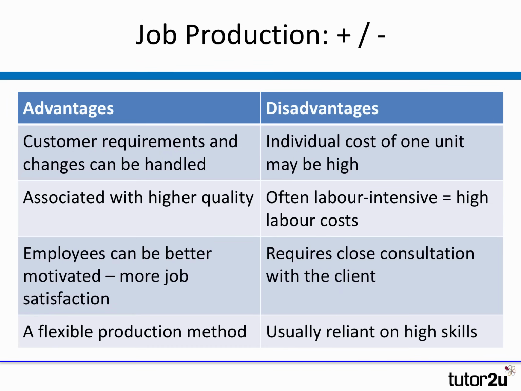The downside, of course, with job production is that it's individual, isn't it? The cost is of producing one unit and not a great big batch or thousands of units at the same time. So job production can be high cost. Almost by definition, it's labour intensive. Job production, the nature of the task varies enormously from simple to complex.